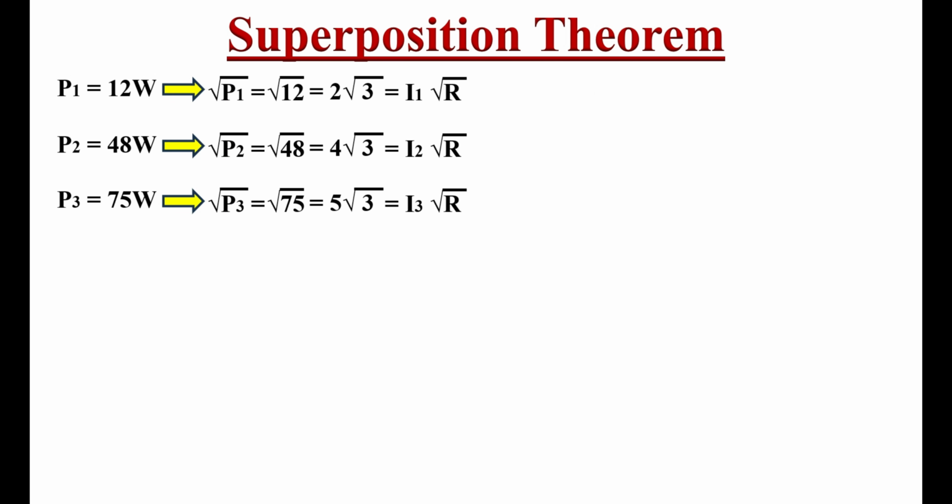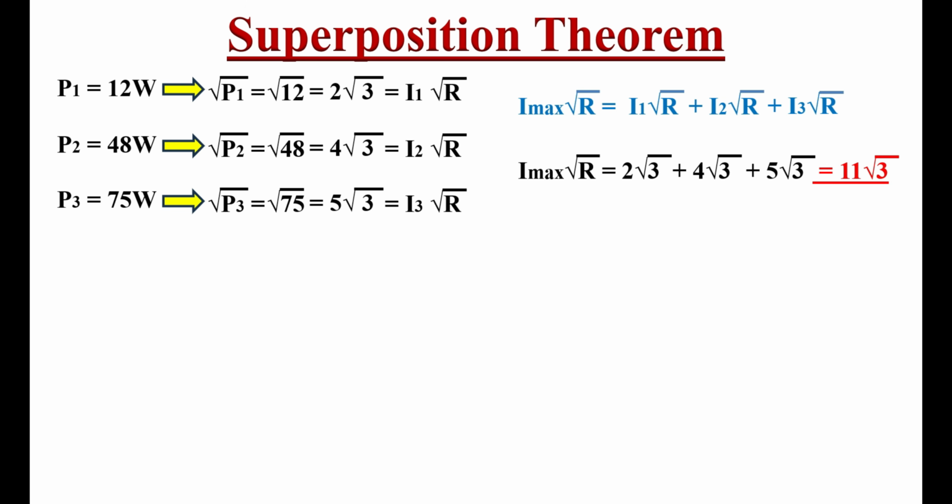From the previous step, 2 root 3, 4 root 3 and 5 root 3 represent I square root R values for each source. To find the maximum, we simply sum these terms together. The total I max root R is the sum of I1 root R, I2 root R and I3 root R. Adding them up, 2 plus 4 plus 5 gives us a total of 11 root 3.